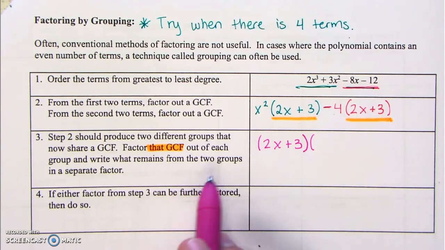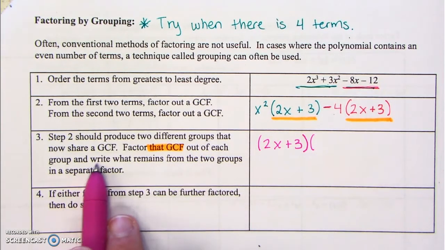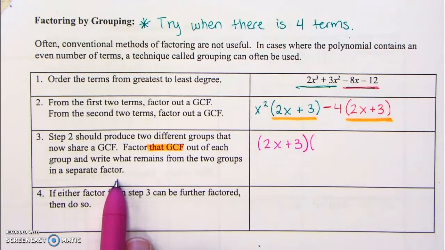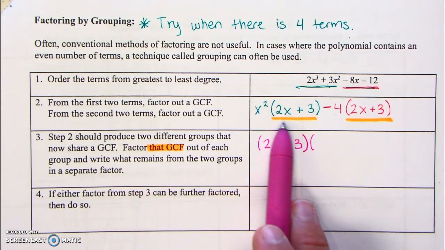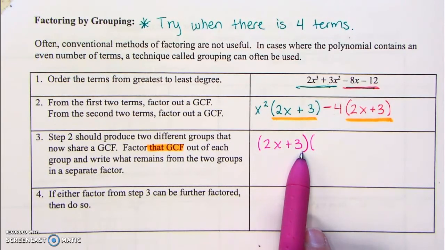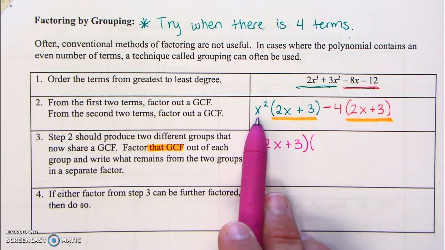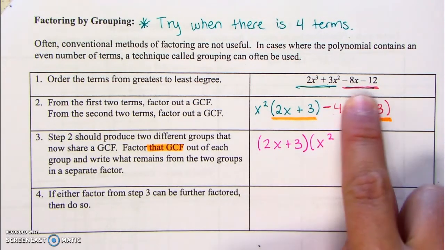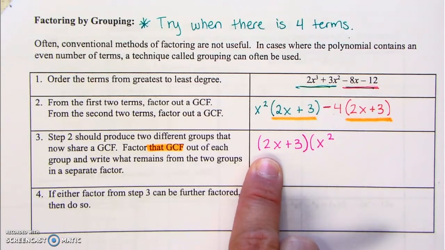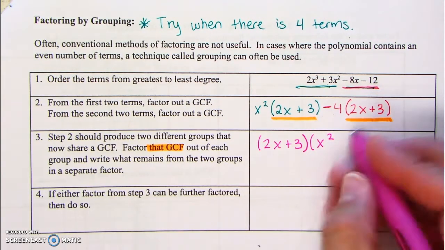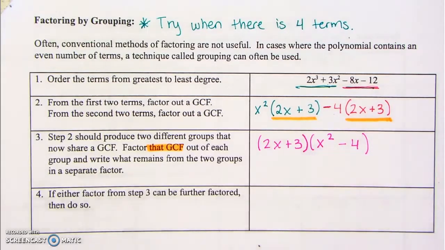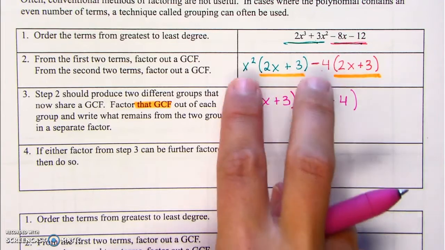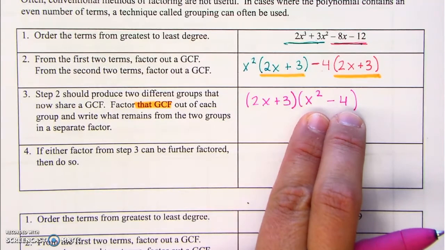Okay, what's going to go in there? Write what remains from the 2 groups in a separate factor. Okay, what remains? What does that mean? If I took this orange piece out, what would remain? The x squared. Yeah? And if I took this orange underlined factor out, then what would remain here? Minus 4. Okay? So we take the common thing and write that in front, and you take the 2 pieces and write that in the back factor.